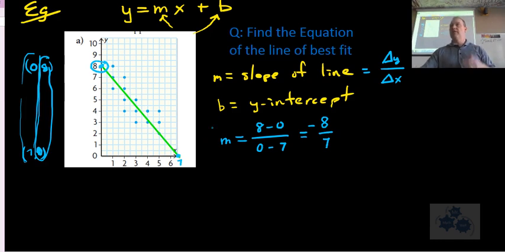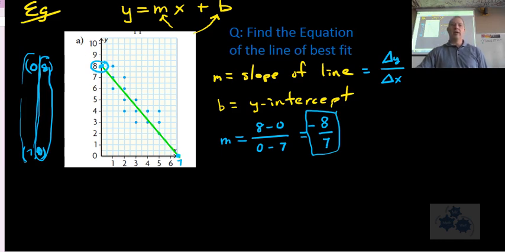Does everyone remember how to calculate slope like that? We did this in previous math classes: the rise between any 2 points divided by the run between any 2 points. So we have the slope. Perfect. That's the slope we're going to use in our equation.